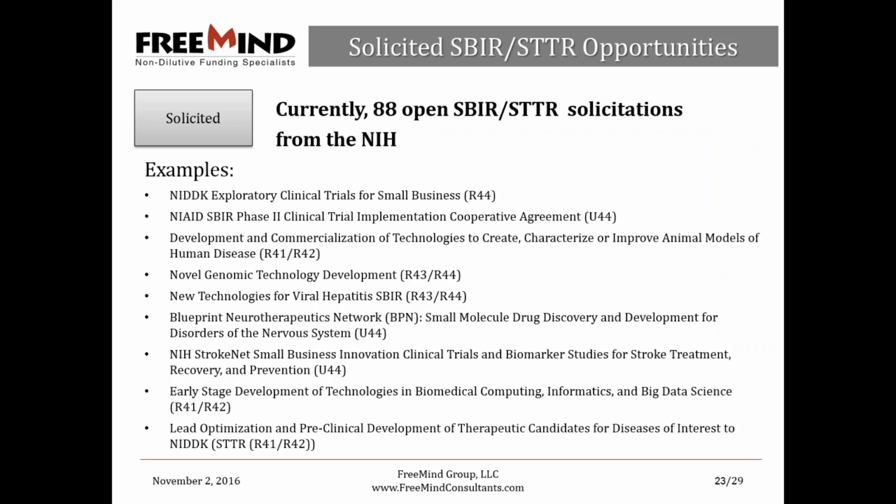Looking at some solicited SBIR and STTR opportunities, as I mentioned, the SBIR and STTR mechanisms are from various organizations. These examples are from the NIH, and there is a very long list. There are currently 88 open SBIRs and STTRs from the NIH. And a few examples that I've added here, there are a few from clinical trials, like the first 2 here, the NIDDK exploratory clinical trials for small businesses, and the NIAID SBIR phase 2 clinical trial implementation cooperative agreement.